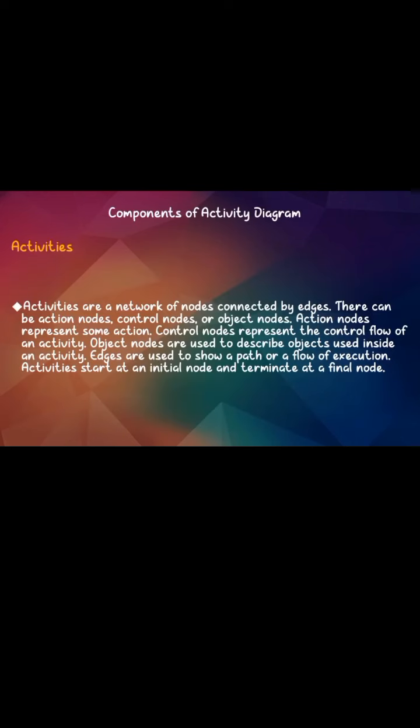So next, components of activity diagram. Activities are a network of nodes connected by edges. There can be action nodes, control nodes, or object nodes. Action nodes represent the actions. Control nodes represent the control flow of an activity. Object nodes are used to describe objects used inside an activity. Edges are used to show the path or flow of execution. Activities start at an initial node and terminate at the final nodes.